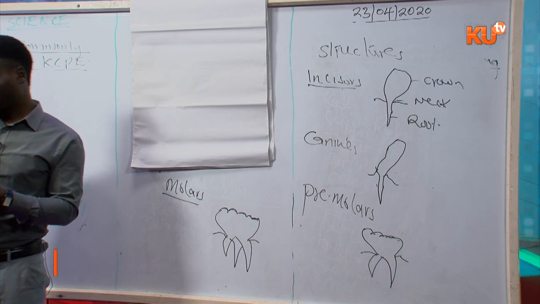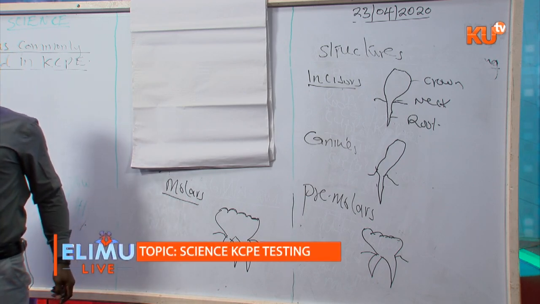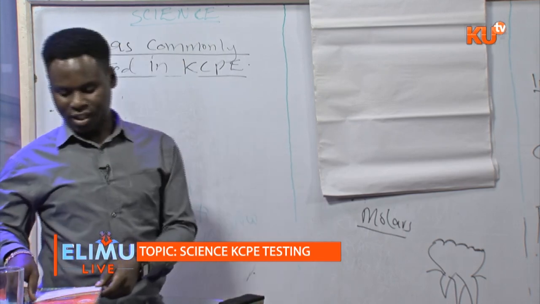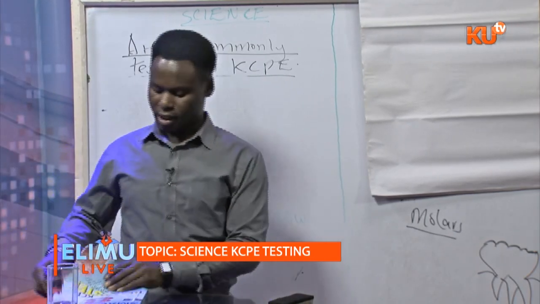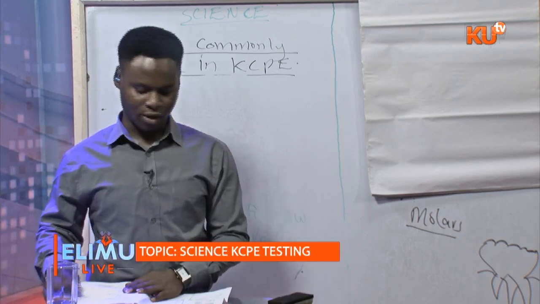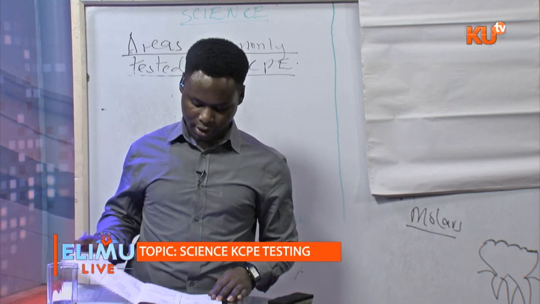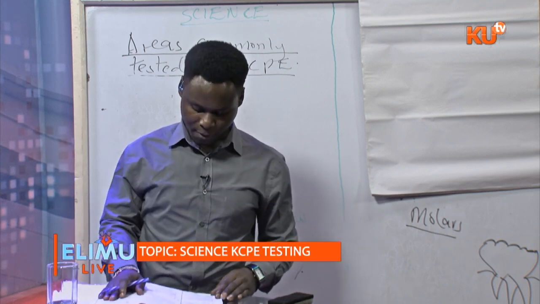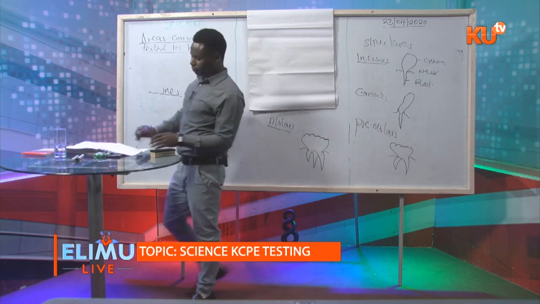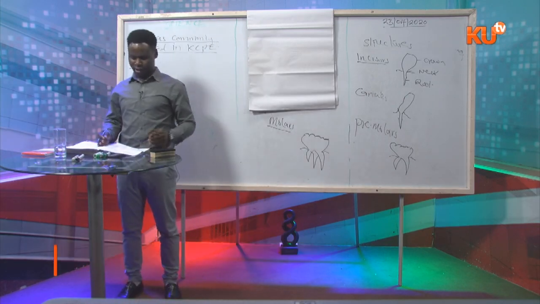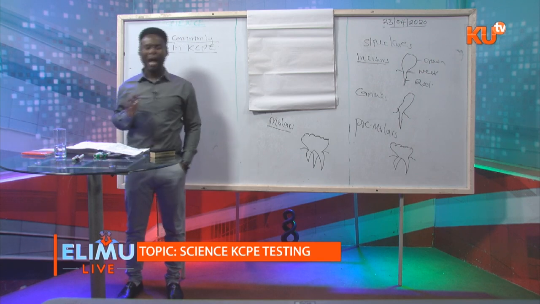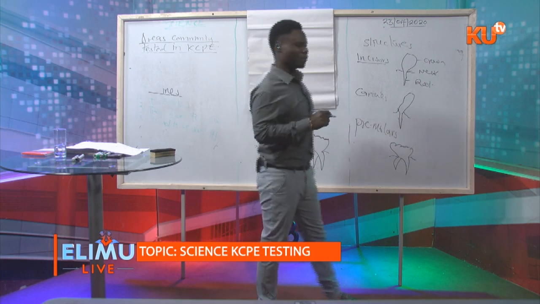Now, when I started, I said that teeth is one of the common topics that is tested in KCPE. So I just want us to see whether this is true or not. We can start from last year, 2019, when we had a question on teeth. The question was, which one of the following features is least important when describing a molar tooth?